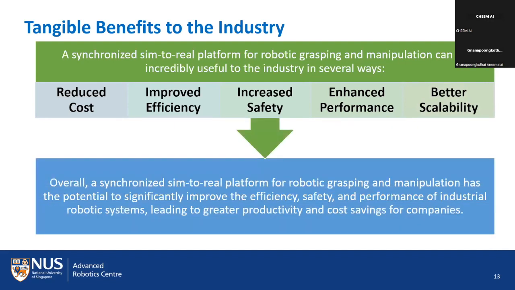Okay, so overall, having a sim to real platform for robotic grasping and manipulation has the potential to significantly improve the efficiency, safety, and performance of industrial robotic systems, which leads to greater productivity and cost savings for companies.